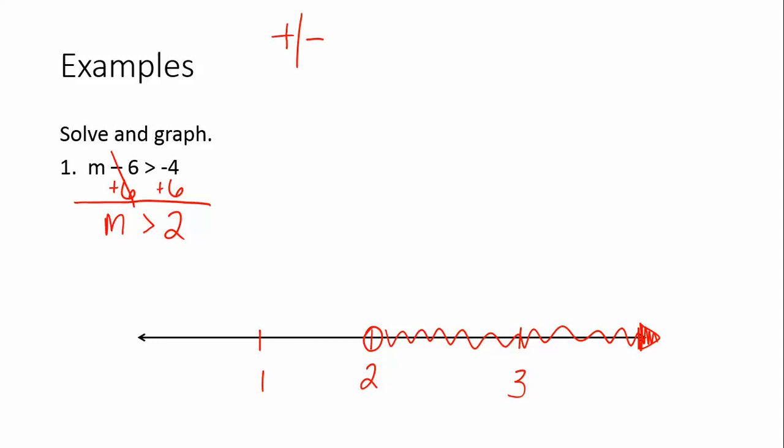I'll be checking for two things in your answers. I'm checking for the inequality as an answer, and I'm also checking for the graph. So you'll get a point for having the inequality correct, and you'll get a point for having the graph correct.